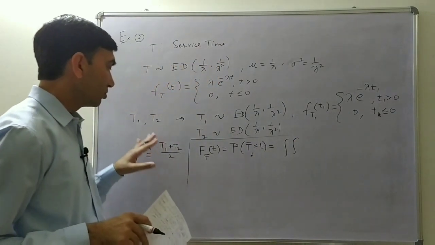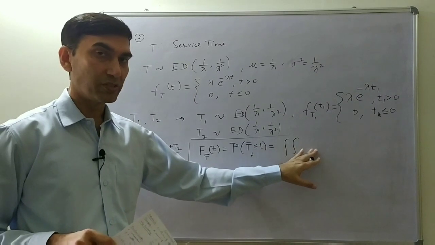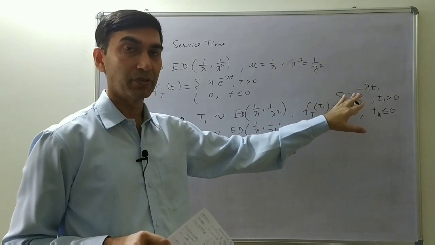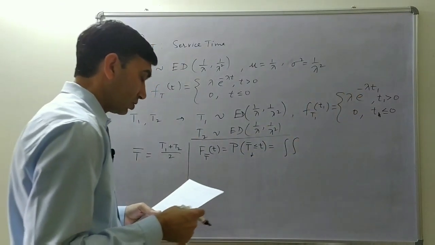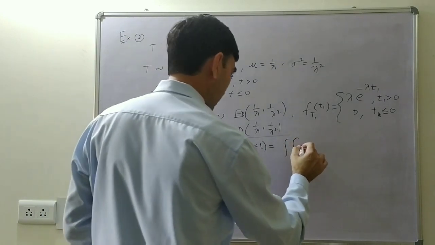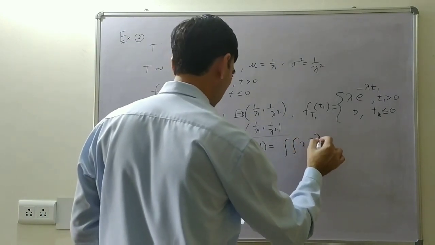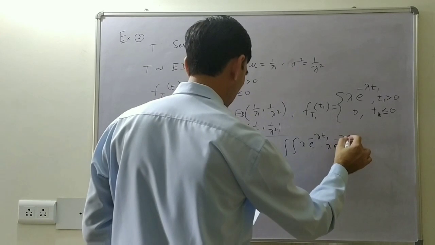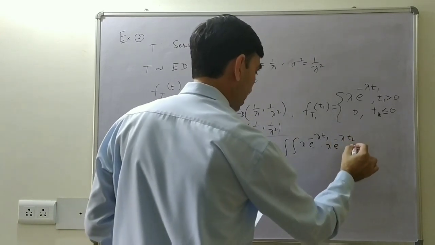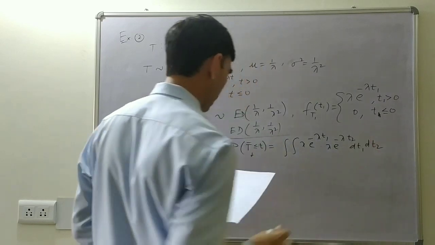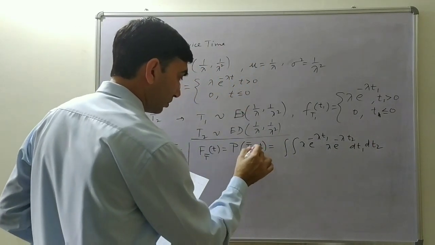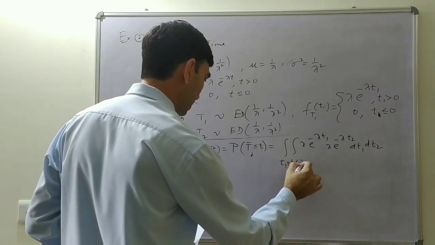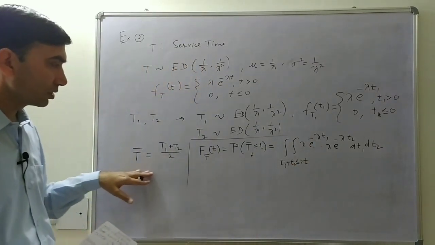And what is the joint density of these two random variables? Because you need to write the joint density here. These are independent, so you can simply multiply their PDFs to get the joint density. So what do you get from this? Lambda times e power minus lambda t1, lambda times e power minus lambda t2, dt1 dt2. And T bar less than or equal to t means t1 plus t2 less than or equal to 2t. From here you can check it.